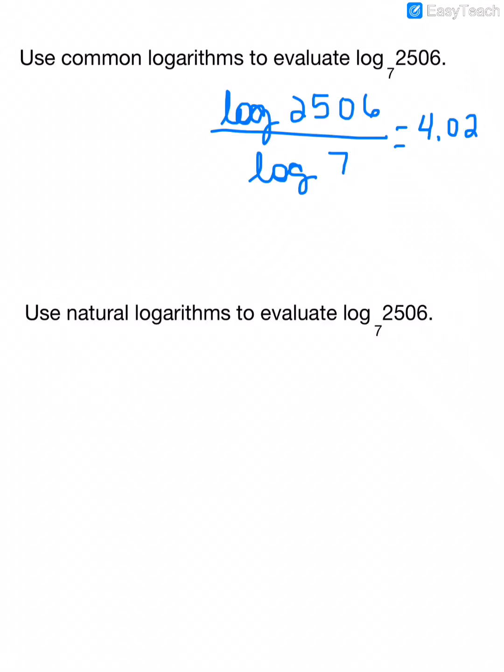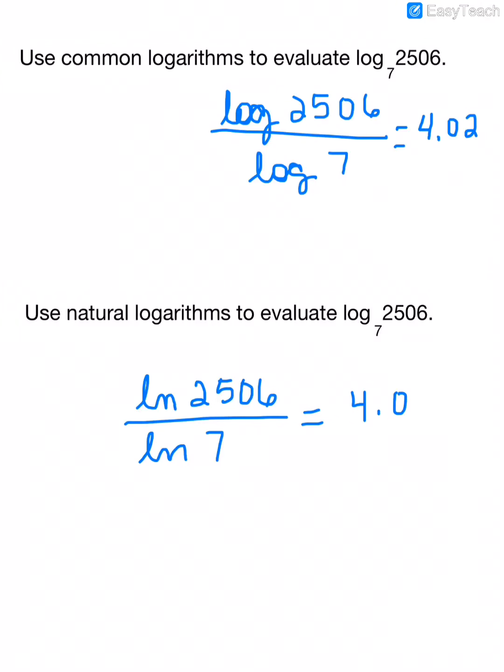Okay, like I said, this change of base formula allows us to use any base we want. It just has to be the same base on the top and the bottom. Okay, so in the next exercise, it says use natural logs to evaluate the same logarithm. So I could rewrite this as ln of 2,506 divided by ln of 7. And if you put that in your calculator, you should get the same answer. So it doesn't matter what base we use, as long as we use the same base both in the top and the bottom. This is the change of base formula, which allows us to put any logarithm into our calculator.